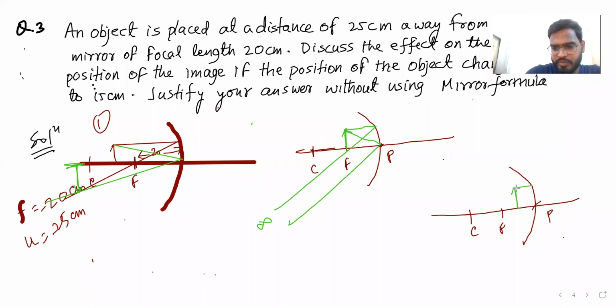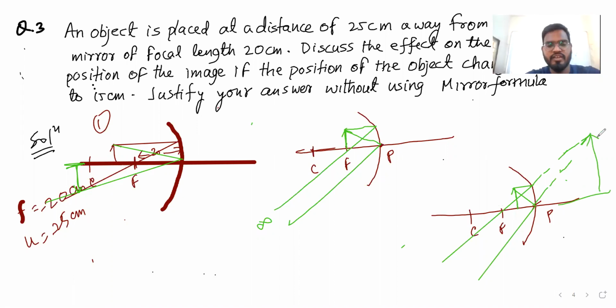So let me draw it properly. Yeah, one is this one, you can take from the pole. So these rays of light will never meet, so what we will do here is extend them to meet these rays of light. So there are three cases: where the object is at infinity, it will form a point-sized image, and here it is greater. So for these three cases, justify your answer without the mirror formula. By this way you can do this question.